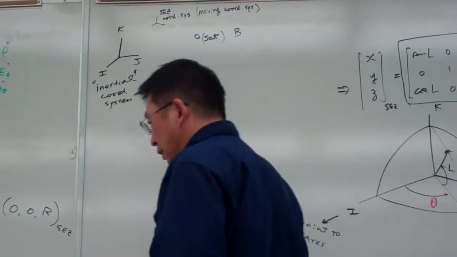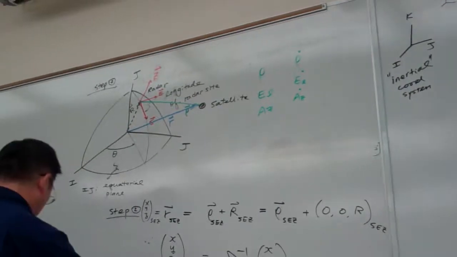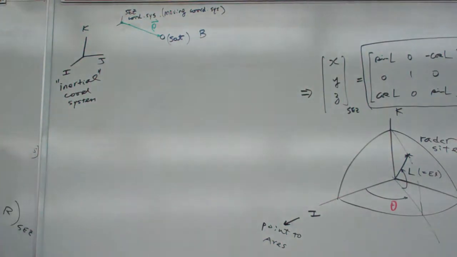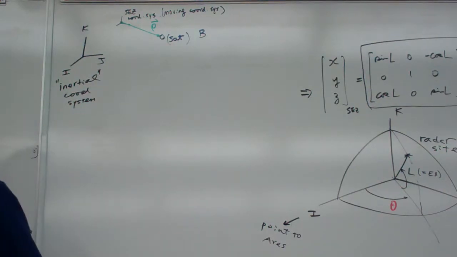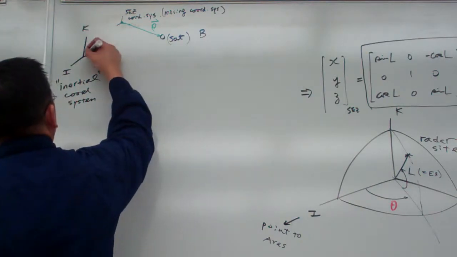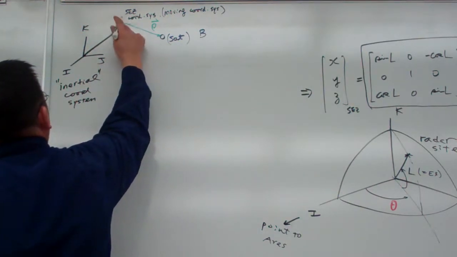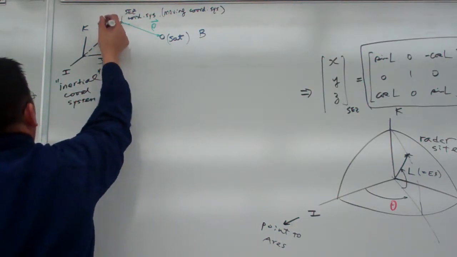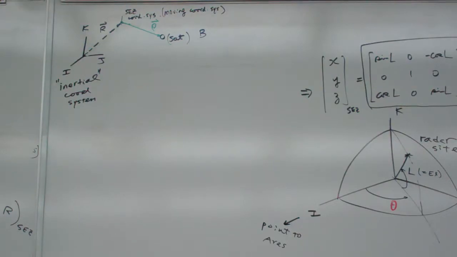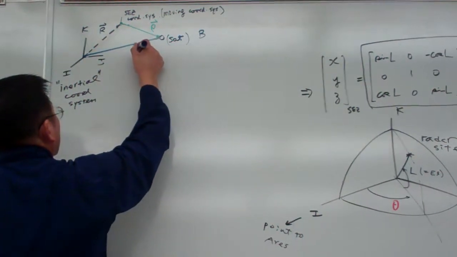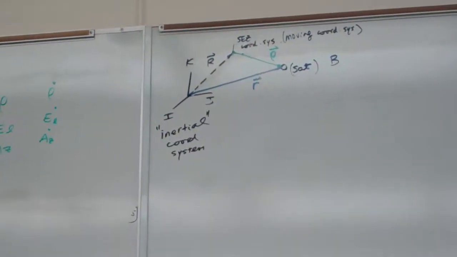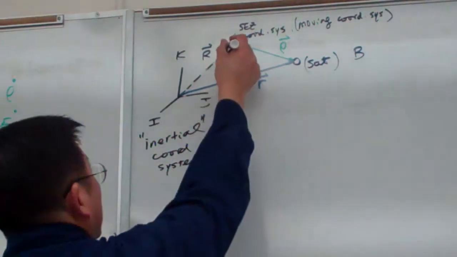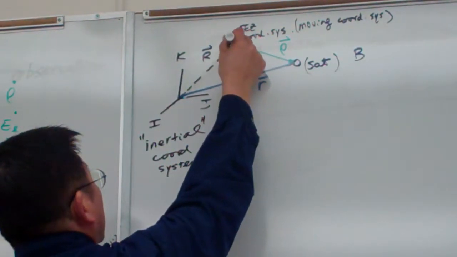Okay, from here, what we measured is rho, and from here what we measured is R. So I redraw this information here, and let me call the coordinate here point A. Point A is the origin of the moving frame.